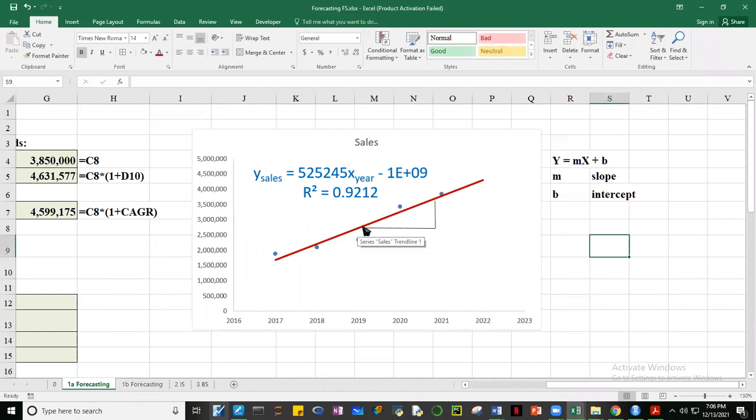Your run is 1, okay? And then your rise is 525,245. Yun ang ibig sabihin yan. For every increase by 1 in your year, your y increases by 525,245. So that's the meaning of your slope, 525,245. For every increase of 1 year, there's a corresponding increase of sales of 525,245. Okay, so that takes care of the slope, guys. Any questions with respect to the slope? Clear ba yun, guys?